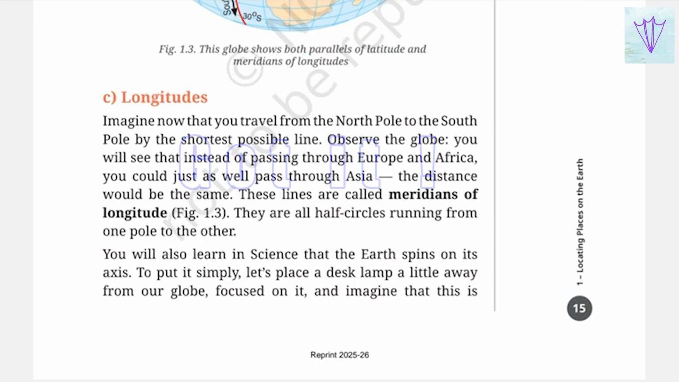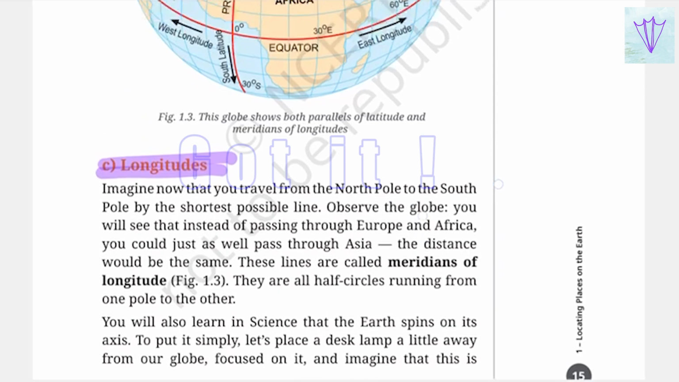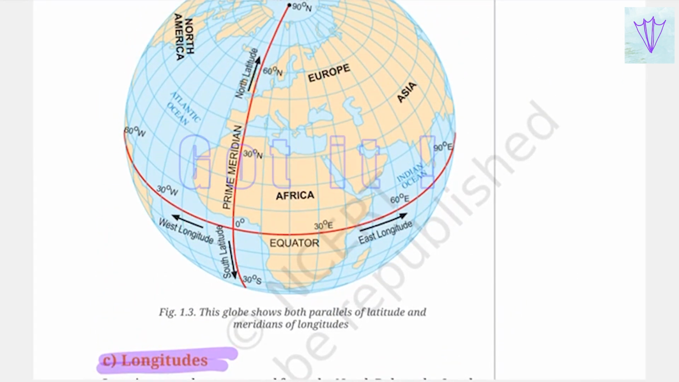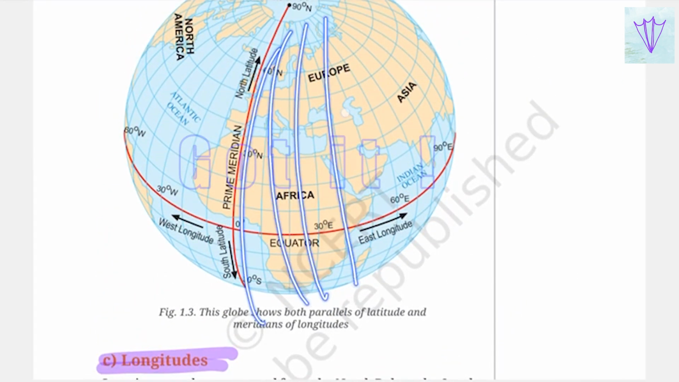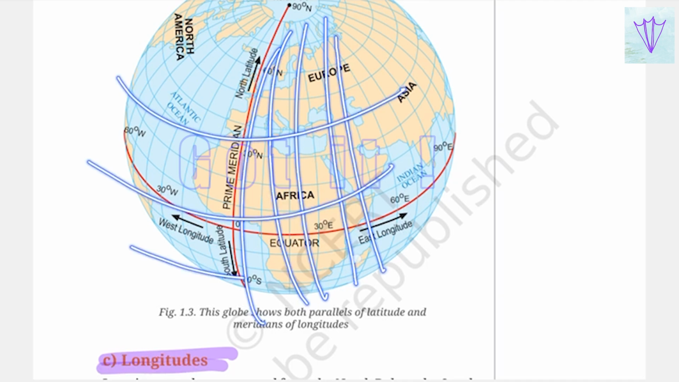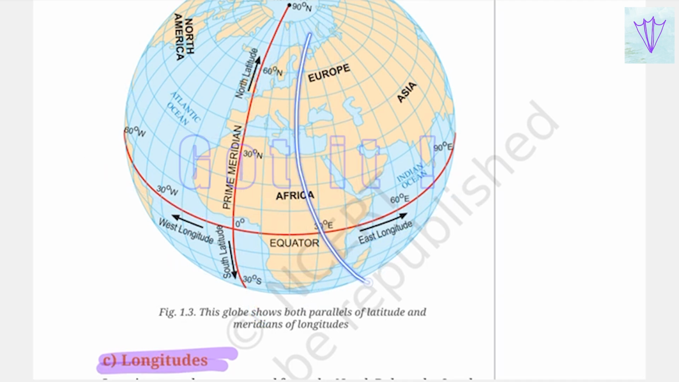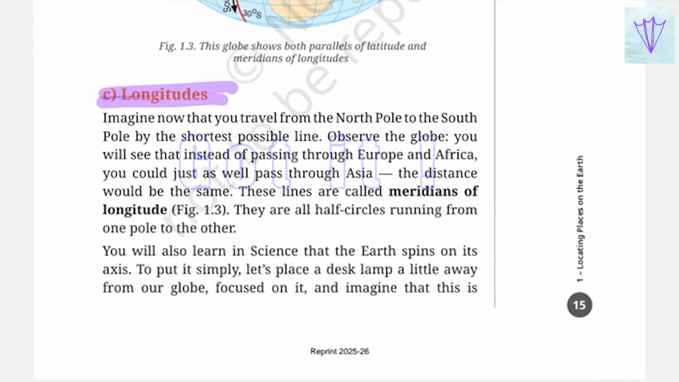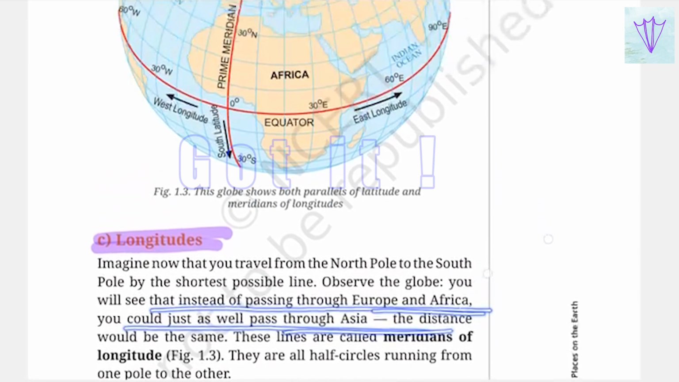Now we'll be moving to the longitudes. Longitudes are these lines which are actually perpendicular to the latitudes. So these are the longitudes and these are the latitudes. So imagine now that you travel from the North Pole to the South Pole by the shortest possible line. Observe the globe and you'll see that instead of passing through Europe and Africa, you pass through Asia.